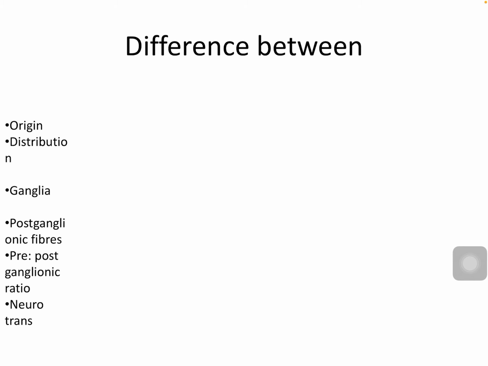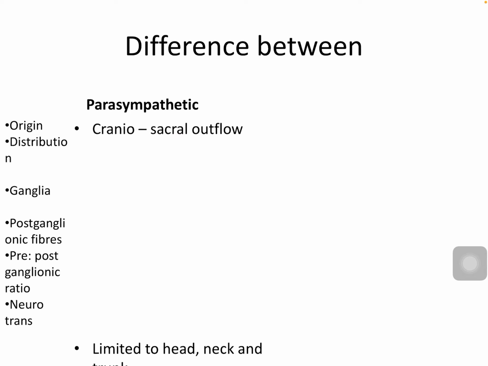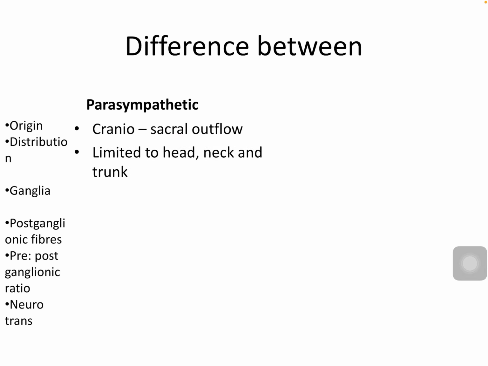So the difference between the parasympathetic and sympathetic, we will see. Origin: the parasympathetic originates from the craniosacral outflow. So parasympathetic outflow is in the 3, 7, 9, 10 cranial nerves, as well as the S2, S3, S4 fibers of the spinal cord. Distribution: parasympathetic distribution is mainly related to the head, neck, and the trunk, that is, it involves the thorax and abdomen. But otherwise, it is not present.